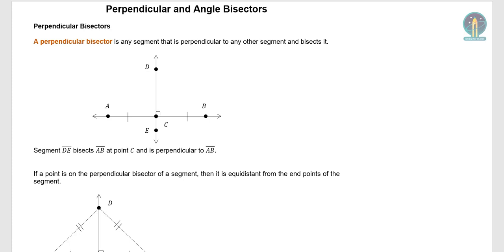Okay, in this concept we're going to talk about perpendicular and angle bisectors. A perpendicular bisector is any segment that is perpendicular to any other segment and bisects it at the same time.